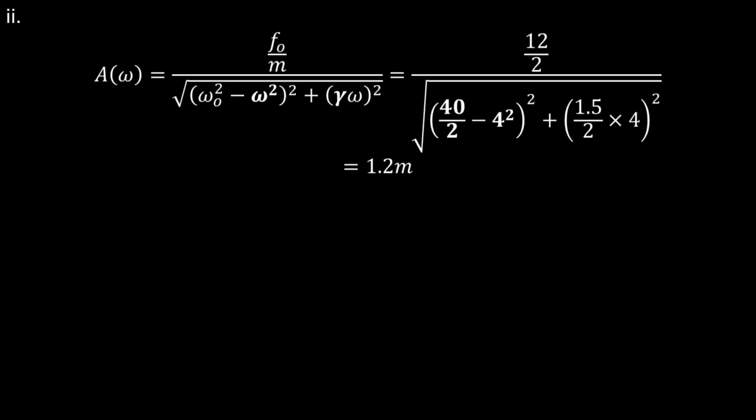Let's move to the amplitude. This is our formula for our amplitude, if you remember from our last derivation. What we just need to do is to plug in all our parameters: F naught, m, omega naught, omega, and also gamma. So our final answer should give us 1.2.